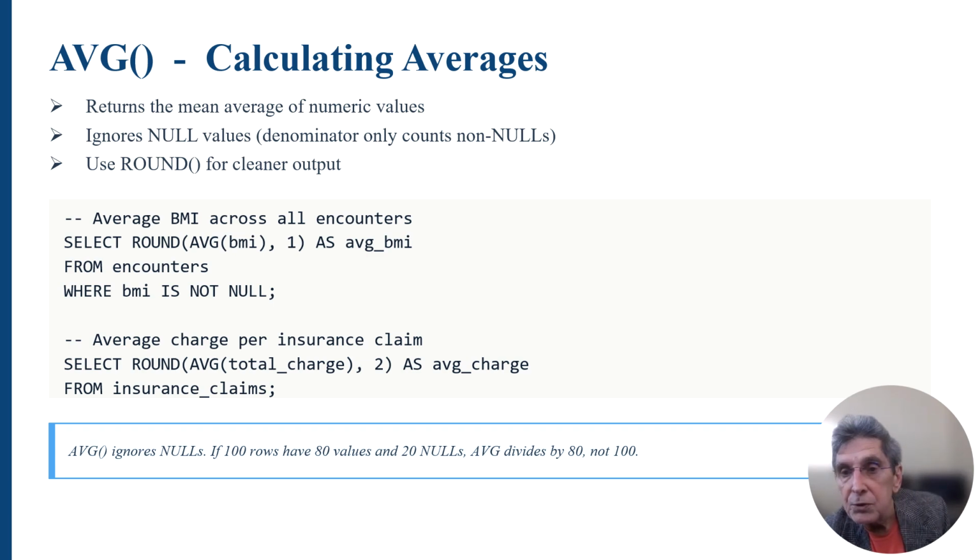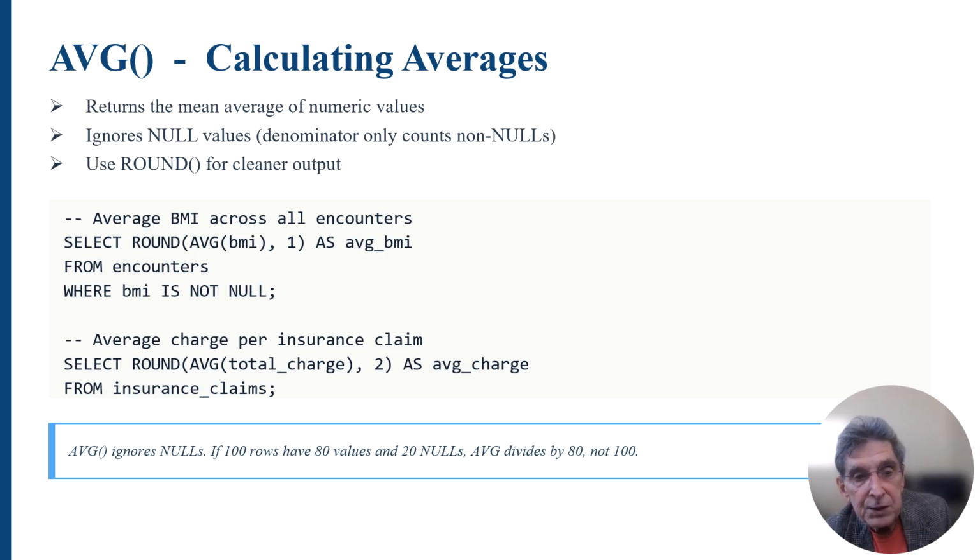Now, remember, it ignores the nulls in both the numerator and denominator of the average calculation. So when you see the tip on that slide at the bottom there, it says if you have 100 rows and you have 80 values and 20 nulls, the average is going to divide by 80, not by 100. So this can lead to results that are a little different than you might expect if you're not careful. And second, I recommend always wrapping average in round for a clear output. For example, the average of the BMI might return something like 28.3472. Round it with 1 decimal place is going to give you 28.3, which is a far more readable output.